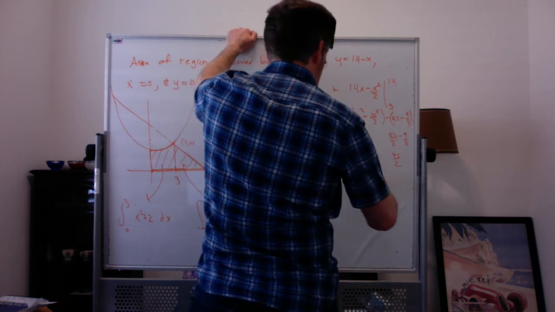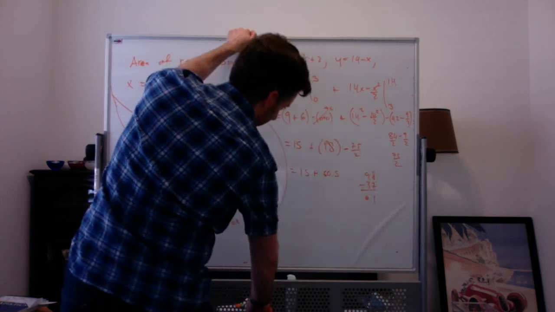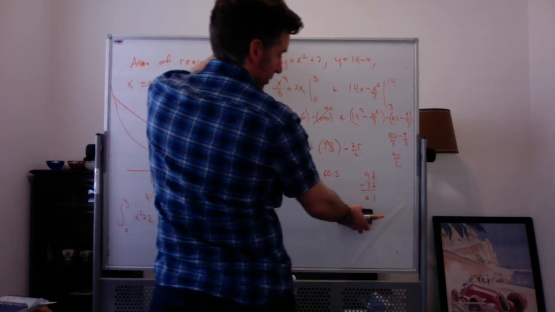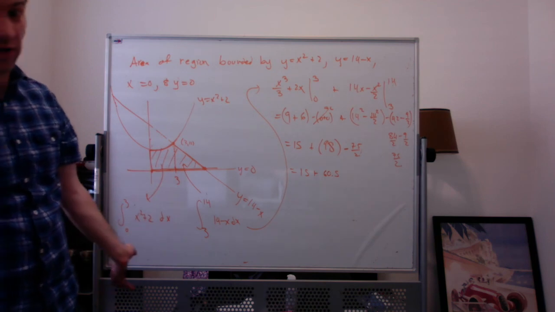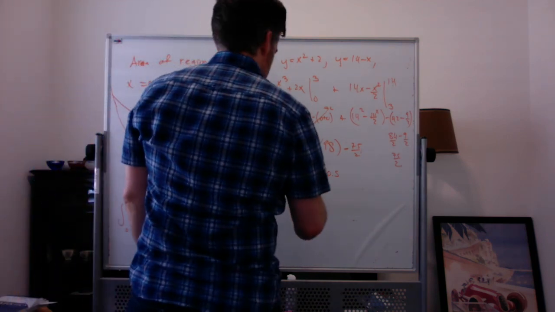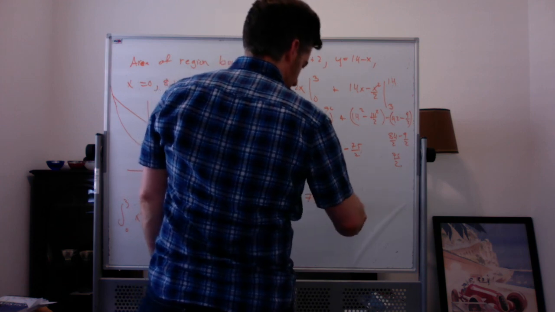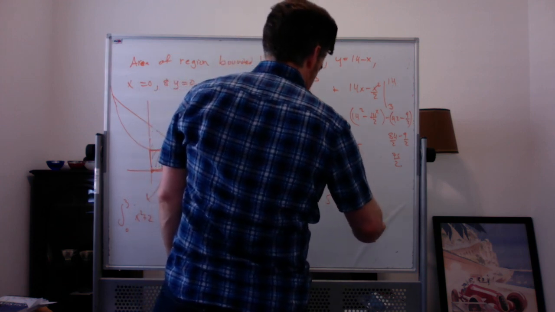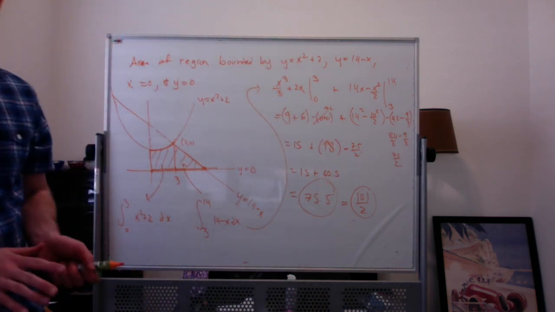98 minus 37 is 61, and then minus a half is 0.5. By the way, that's exactly half of 121, like we said it would be. So again, if you see a triangle, you can just use the triangle formula. And then adding these together, we get 75.5. Or if you prefer fractions, that's 151 over 2. So slightly different, but actually very different.